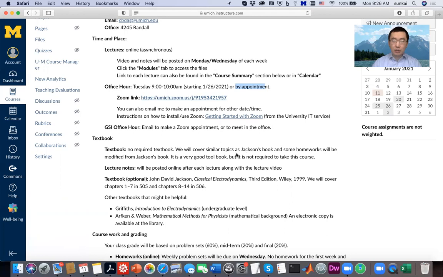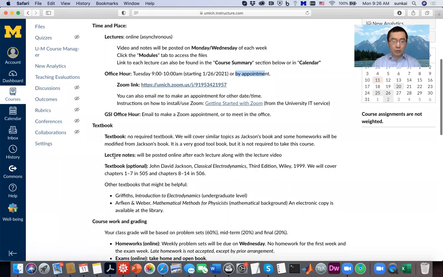And for homeworks, I will also post PDF homeworks. Sometimes we will use problems from Jackson's book. But if I am using a problem from Jackson's book, I will modify it and type it in PDF. So even if you don't have the book, you can still do the homeworks. Okay, so textbook, Jackson's book is great, but it's not required for this semester. And we will have lecture notes posted every lecture after the lecture.